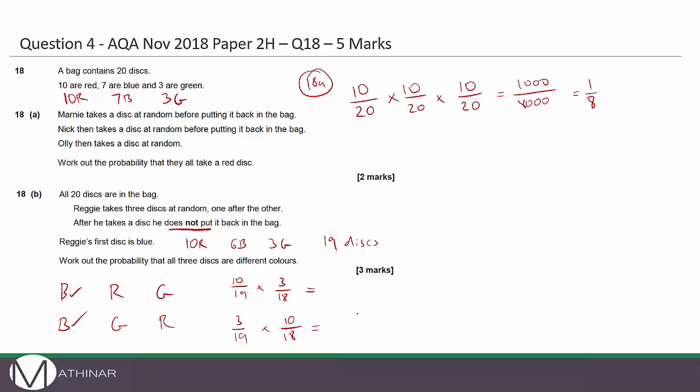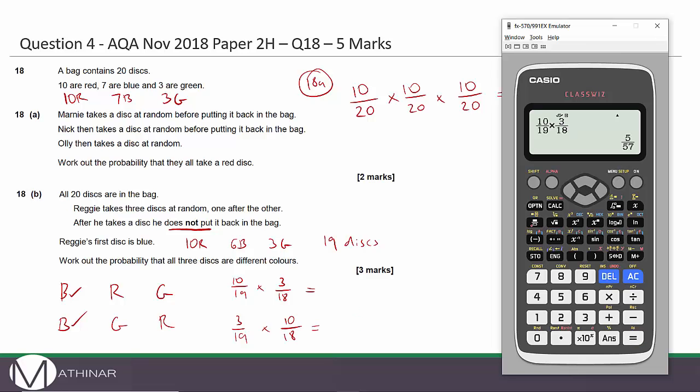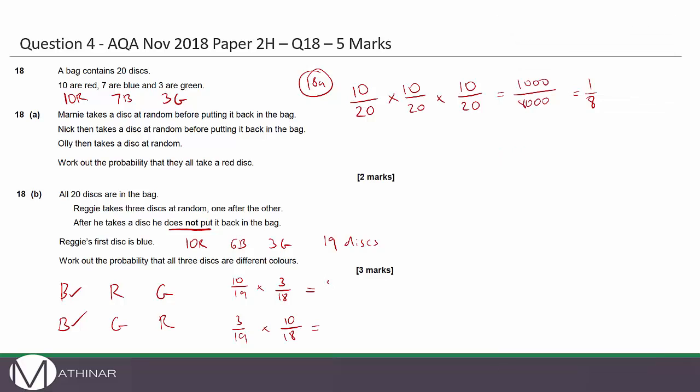So 10 over 19 times 3 over 18 is 5 over 57. And this one will also be 5 out of 57. So we don't mind this one or this one happening, so we are going to add these two probabilities. That will give us 10 out of 57 as our final answer. So the probability of 3 different colours is 10 out of 57.